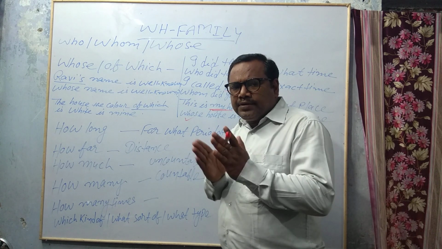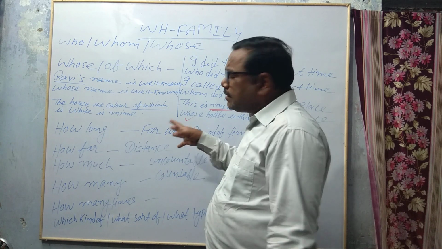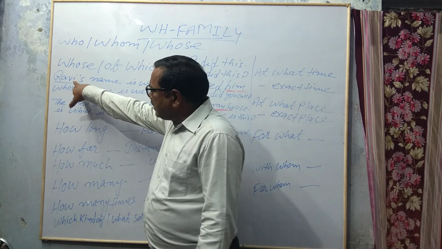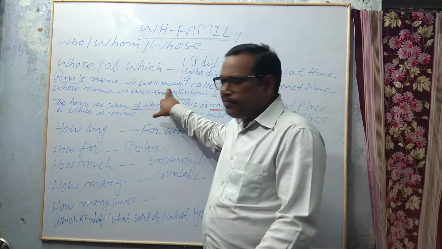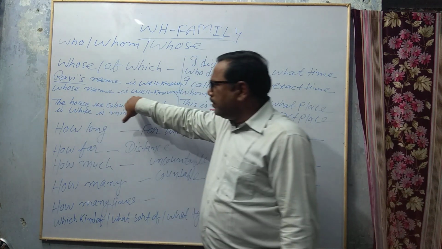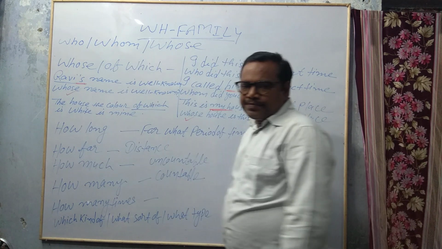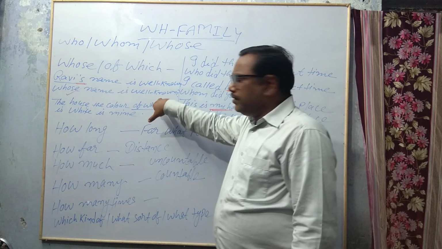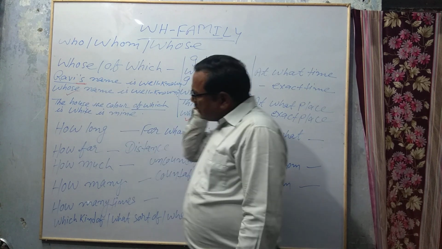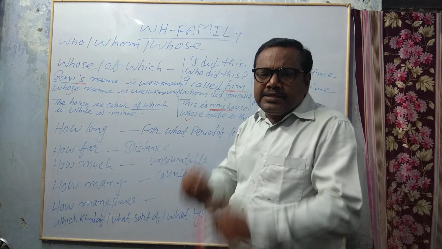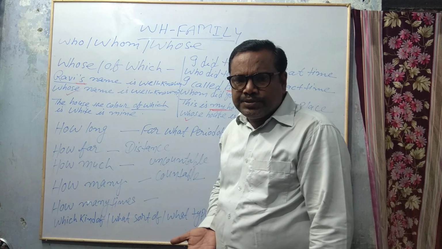Whom is the object of who, and whose is the possessive. Just you can see, Ravi's name is well known. Everybody knows him. He was a famous man. Whose name is well known? Just see, the possessive here is replaced by whose. I have removed here a possession. In the same way, his marks are good. Whose marks are good? To ask a question.